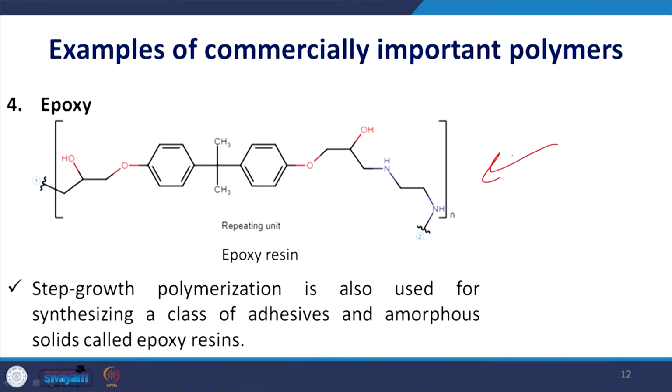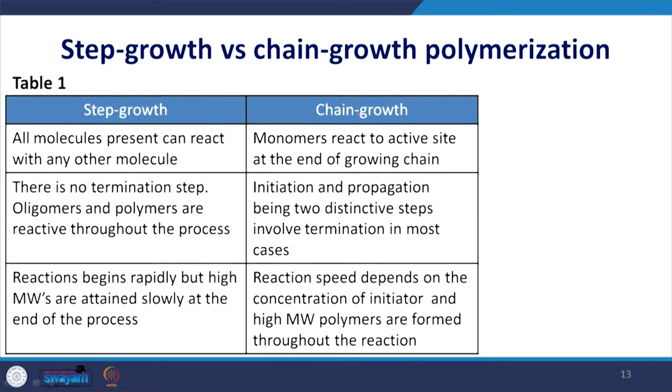Now you can see in this figure the repeating unit. Step growth polymerization is usually also used for the synthesis of various classes of adhesives and amorphous solids called epoxy resins, and they find very wide application in composites as well as sealing agents. Now in this particular table we discuss a comparative note with respect to step growth polymerization and chain growth polymerization.